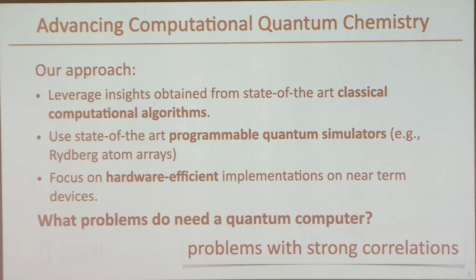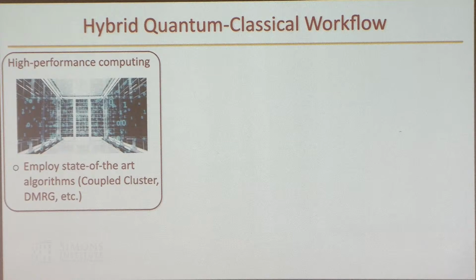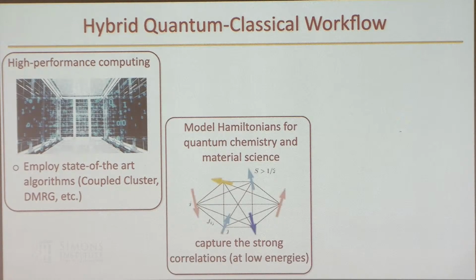So again, where do we need a quantum computer if we have strong correlation? In principle, we have three elements in that. Obviously, we have high performance computing, which the quantum chemists also use. And then there is something very special for quantum chemistry. They typically don't do their complicated chemistry all at once.